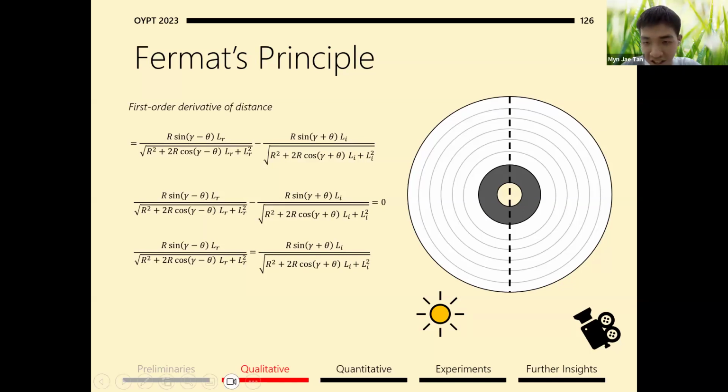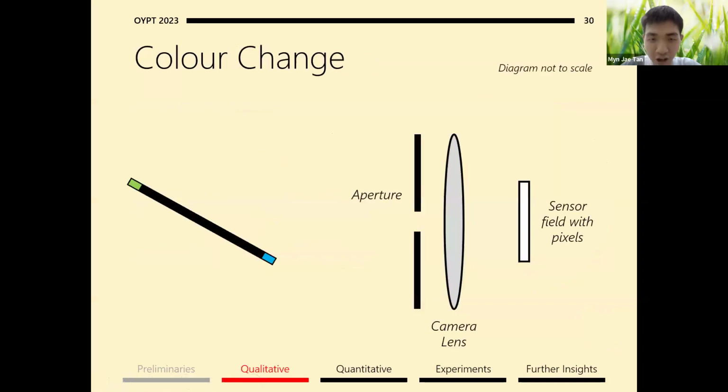Okay, so next I'll be talking about why we actually see different colors across the entire line.